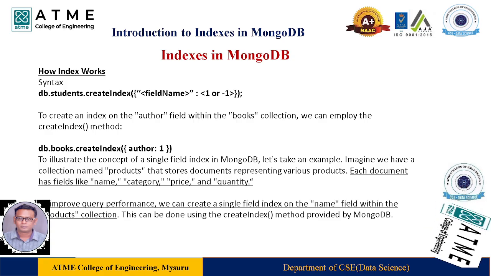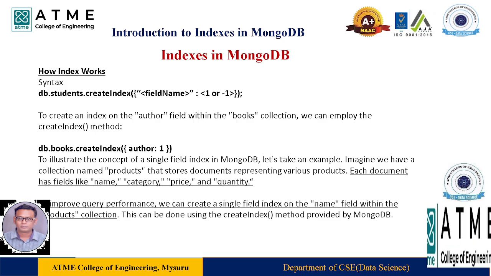So for example, you can consider a collection named products that stores documents representing various product information. Each document has fields name, category, price, and quantity. To improve query performance, we can create a single field index on the name field within the product collection. This can be done by using the createIndex method provided by MongoDB.